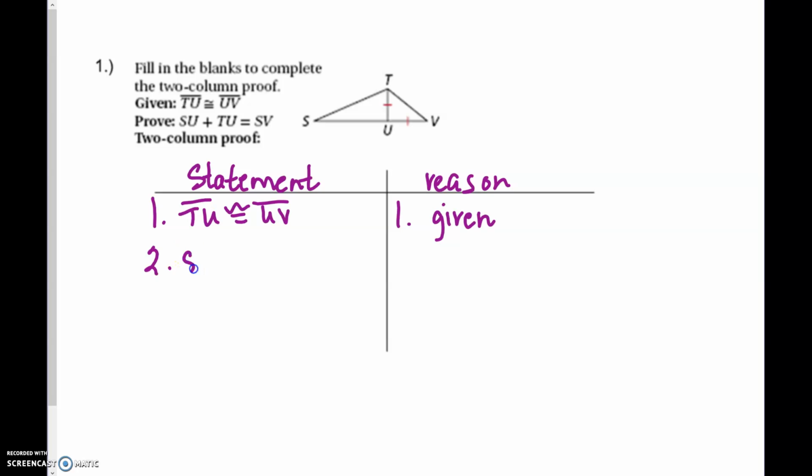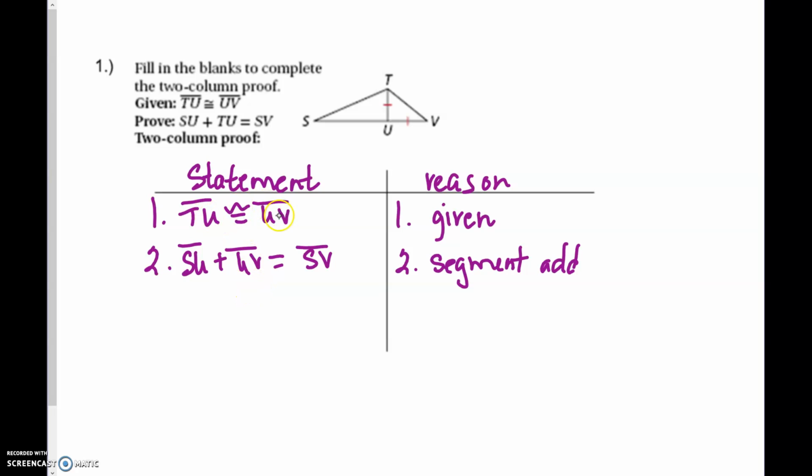So can we say SU plus UV equals SV? And what reason do we have for that? And that's going to be segment addition. Well, this looks very close to what they want us to prove, but instead of this UV right here, they want us to have TU and we have UV.